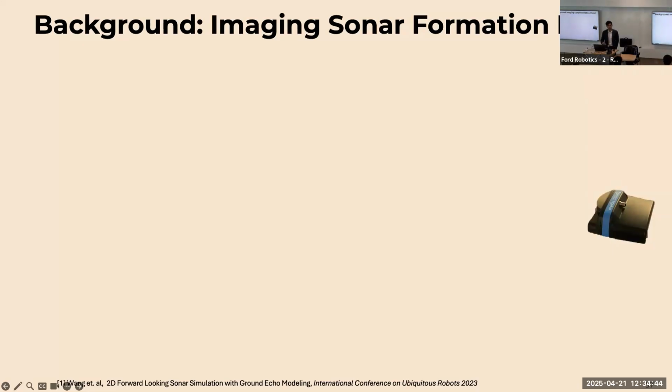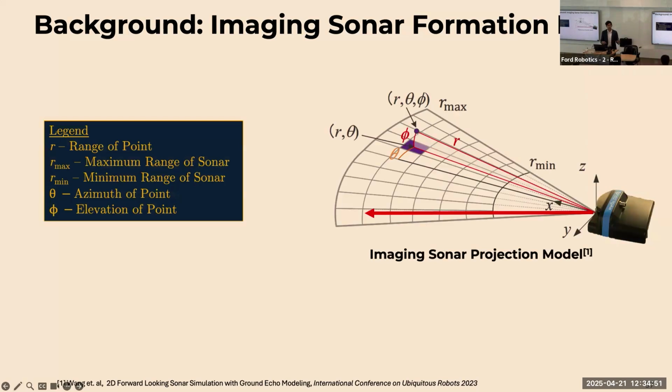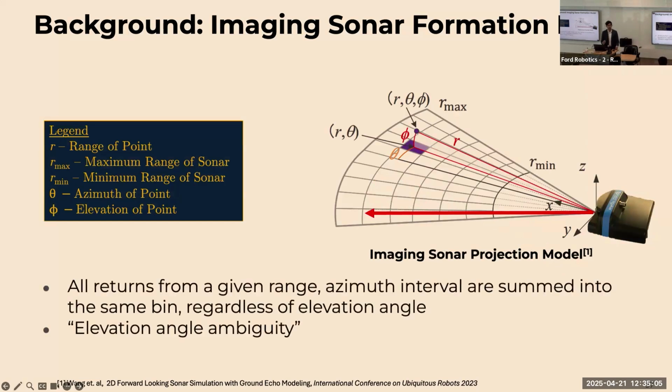So as a little bit of background, imaging sonar sends acoustic energy into the environment and then listens for echoes. The important thing to note here is that the points at which these echoes come from can be parameterized in spherical coordinates with a range, an azimuth, or elevation angle. So right now it's going about the azimuth axis and now sweeping along the range axis. But it's important to note that the elevation axis is actually collapsed. So all of these returns are summed into one range azimuth bin with no notion of the elevation angle it comes from. And this is called elevation angle ambiguity.